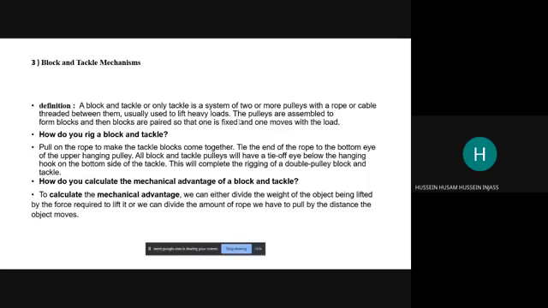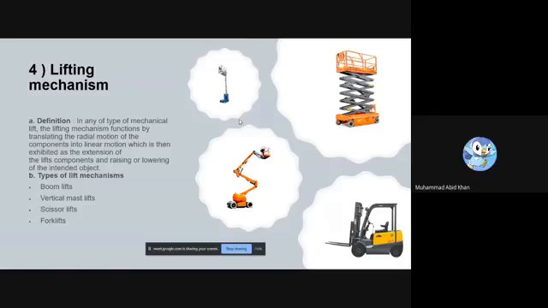How do you calculate the mechanical advantage of a block and tackle? To calculate the mechanical advantage, we can either divide the weight of the object being lifted by the force required to lift it, or we can divide the amount of rope we have to pull by the distance the object moves.